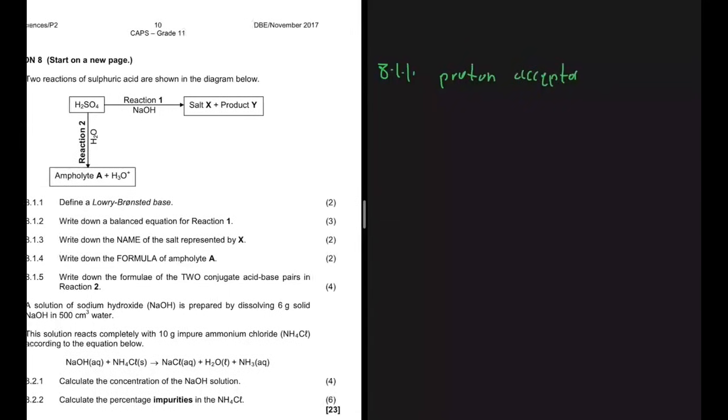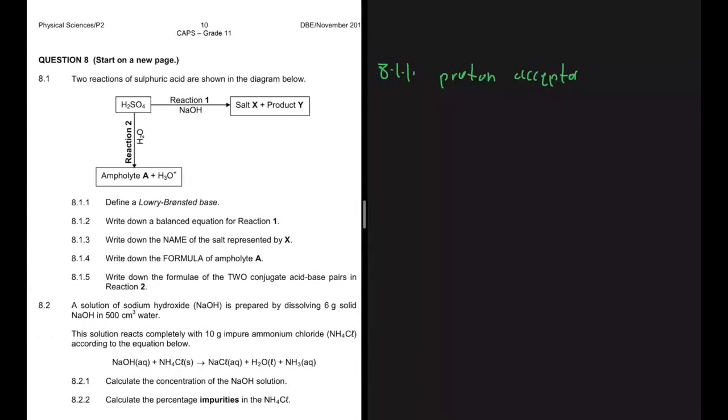Two reactions of sulfuric acid are shown in the diagram below. And then the first question, which is 8.1.1, says define a Lowry Brønsted base, right? This is the person who defines a base and an acid the easy way, right? An acid is a proton donor, and a base is a proton acceptor, right? So 8.1.1, proton acceptor, and you get 2 marks.